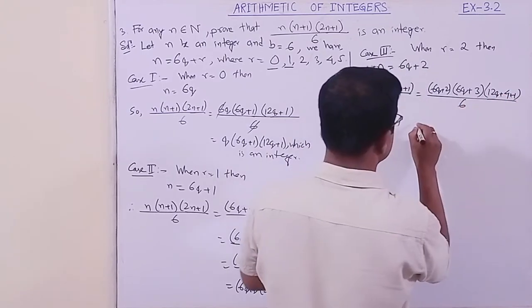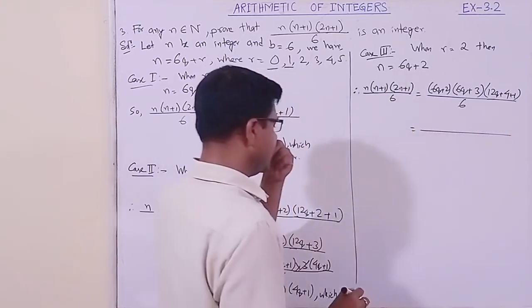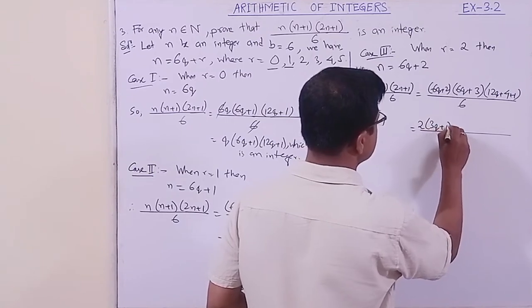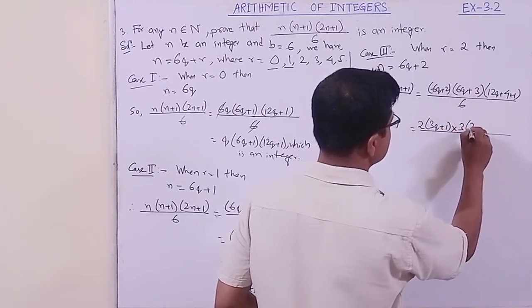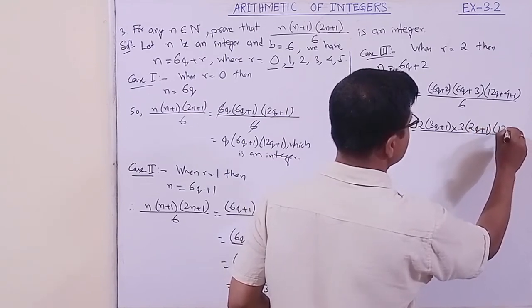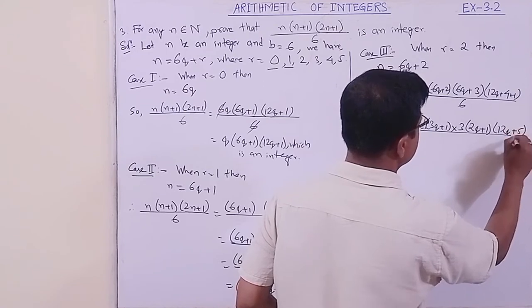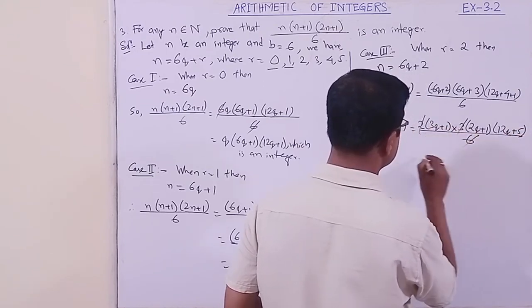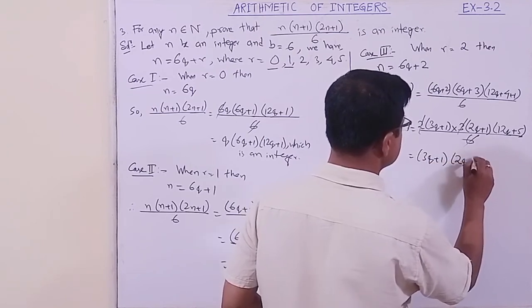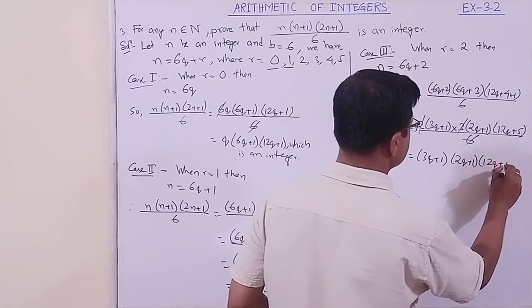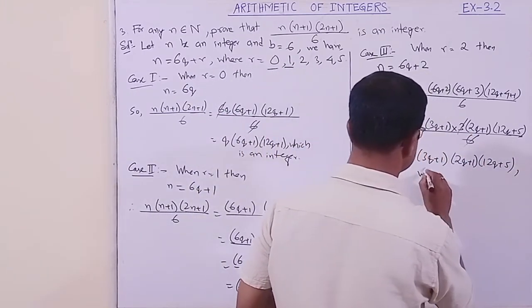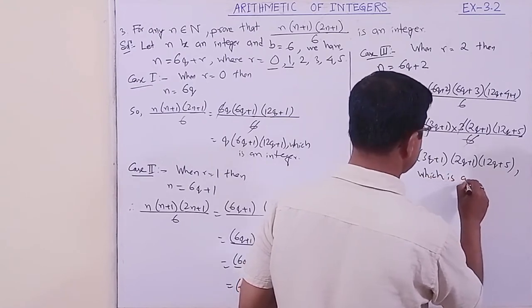Divided by 6. Now here, dear student, from 6q plus 2, 2 is common. So what is left? 3q plus 1. From 6q plus 3, 3 is common, so 2q plus 1 is left. And 12q plus 4 plus 1 is 12q plus 5. 2 times 3 is 6, so 6 cancels. So we get (3q plus 1)(2q plus 1)(12q plus 5). Product of 3 integers is always an integer, which is an integer.